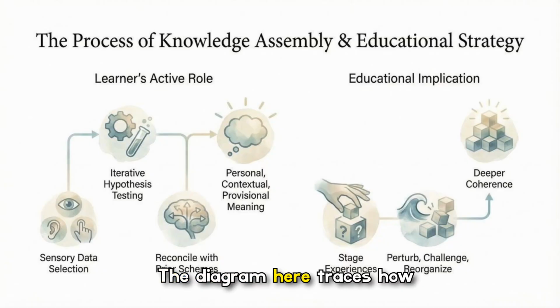The diagram here traces how learners assemble knowledge from raw sensation to coherent ideas. First, sensory data is selectively attended to. Then learners iteratively test hypotheses and reconcile new input with prior schemes, creating provisional, contextual meaning. Well-designed educational experiences then perturb and reorganize these structures, guiding students toward deeper, more integrated coherence.